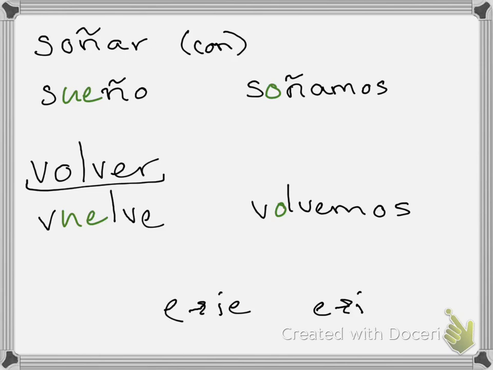So remember, some verbs, not all, but some verbs have an O that is going to change to a UE, but only if my subject is in every subject except nosotros. Nosotros is the exception. Okay?